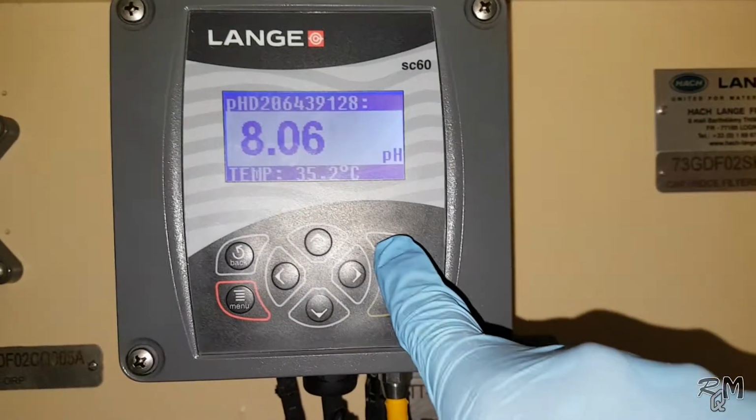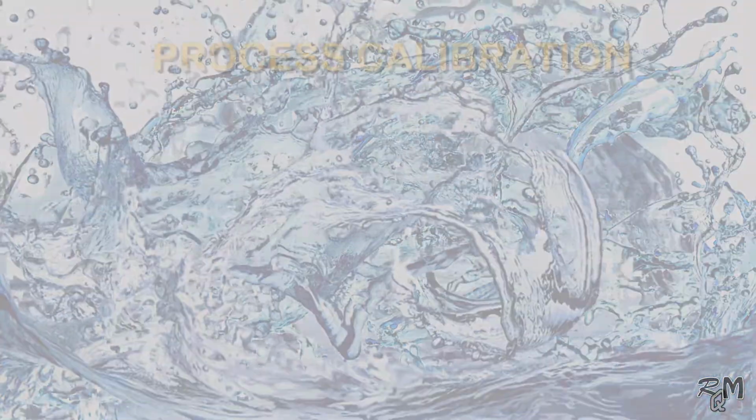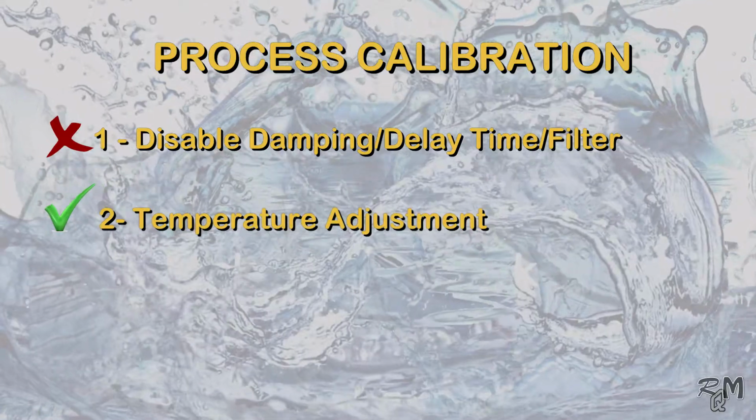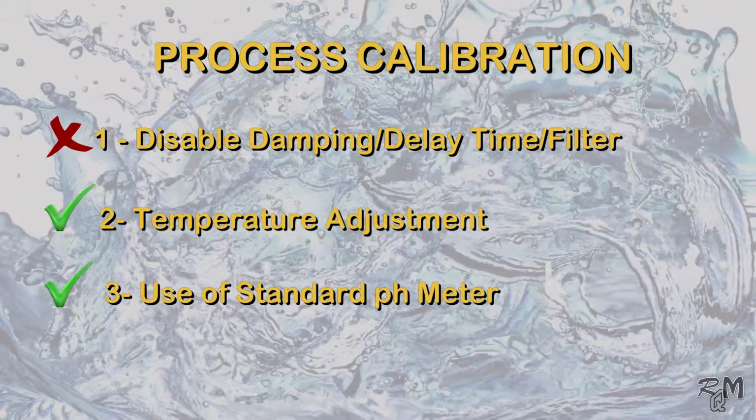Okay guys, this is the basic and simple procedure to perform process calibration or process adjustment of a pH analyzer. Hope you also understand why sometimes process calibration is required.